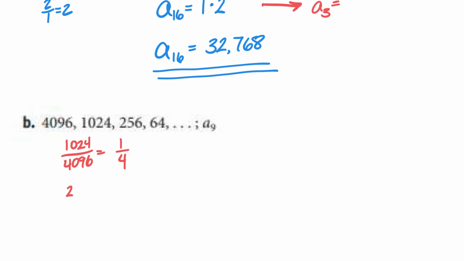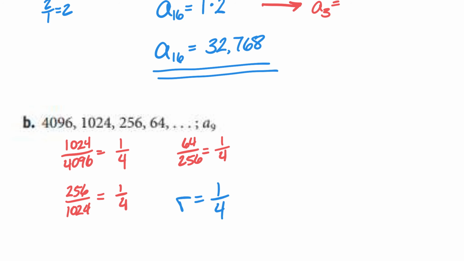I'm going to test a few more of these. 256 divided by 1,024. Technically, I should check all of these values, because if only one of those is off, it messes up the whole thing. This is 1/4. Then we would do 64 divided by 256. Put that in your calculator, you also get 1/4. So what we learned from all of that is the common ratio for this is 1/4. These values are getting cut to 1/4 every step of the way.